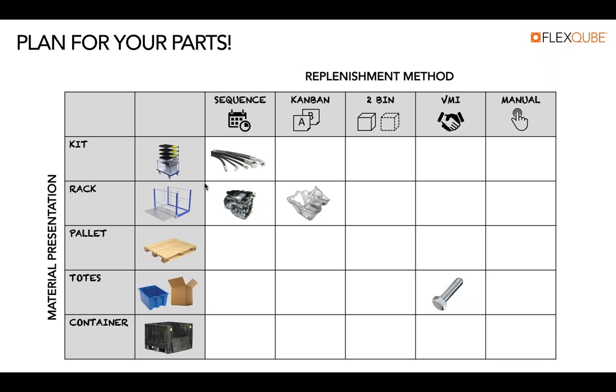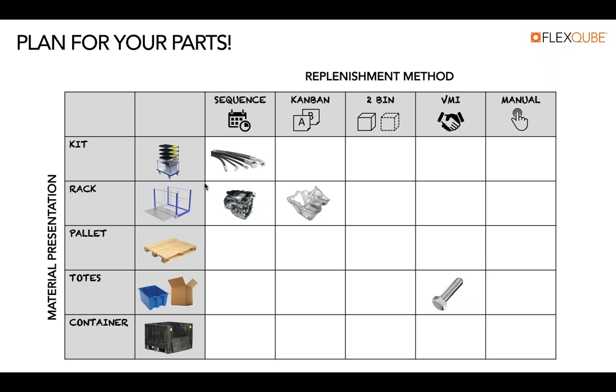The engine, for example, is the same thing. That is a high value part, so we don't want to store a lot of engines at the line side. We deliver the engine when it's needed. So we will use a custom rack for that, and we will deliver it in sequence.